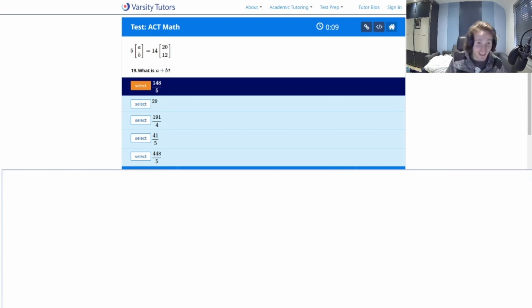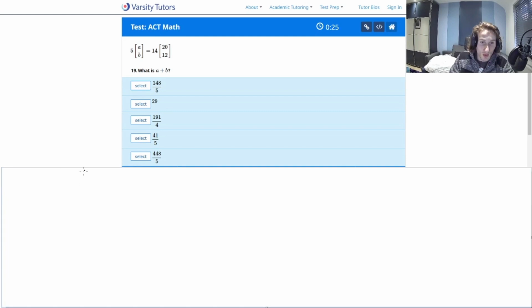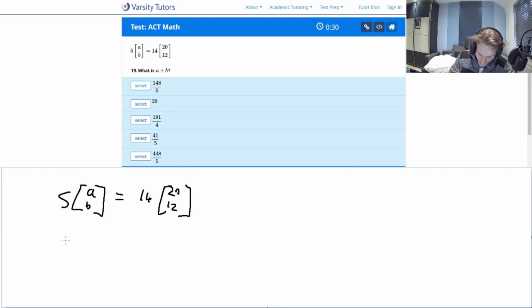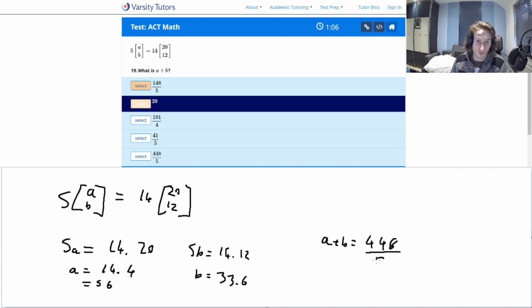I'm sorry. This vector is equal to this. Okay, so 5a is equal to 14 times 4, 56. 5b is equal to 14 times 12. So b is equal to 33.6. And 56 plus 33.6 is equal to 89.6, or 448 over 5.